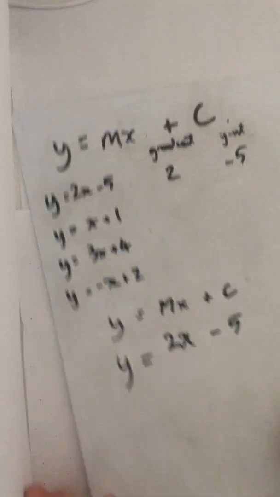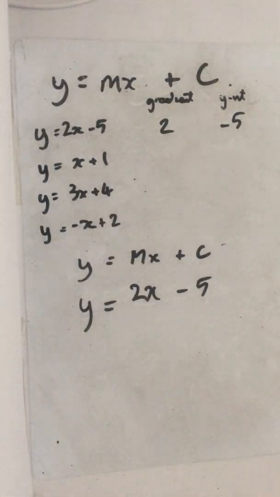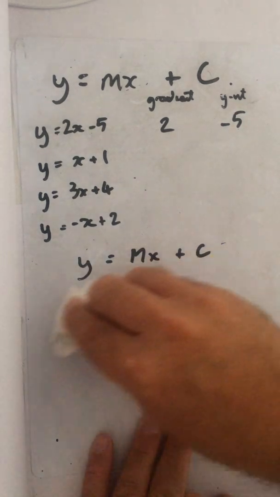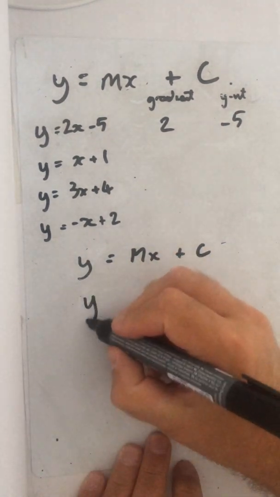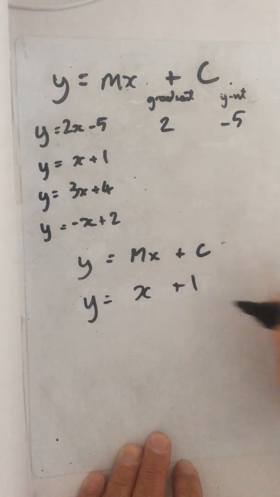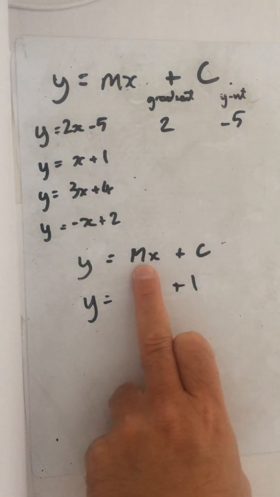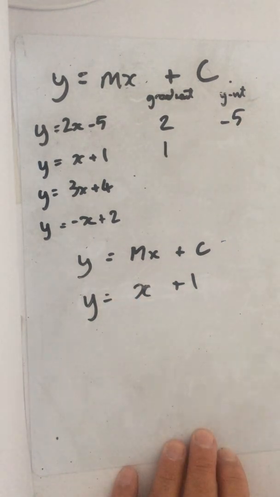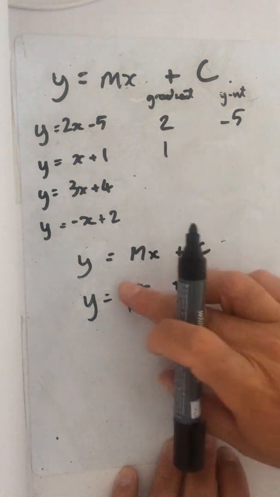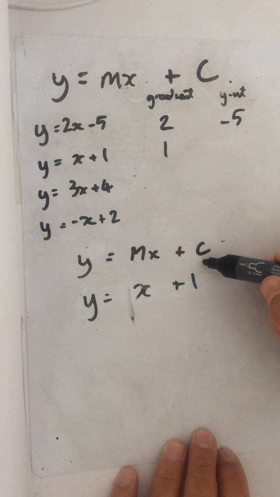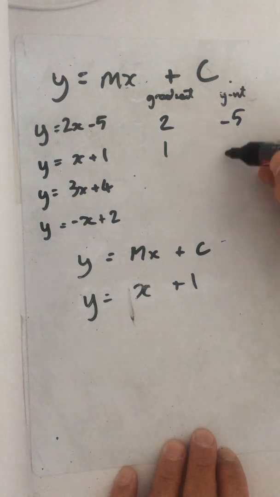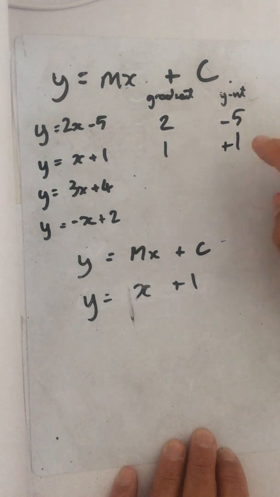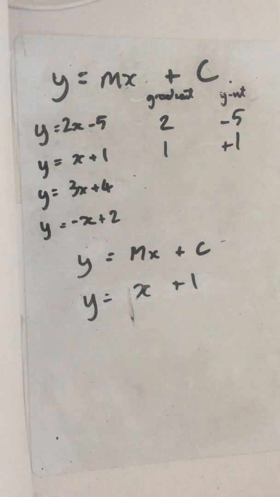Okay, right, let's go back to this here. Again, this is the work from yesterday. So let's go for y is equal to x plus 1. We know m is the gradient, and this is going to be 1x. The gradient is 1, because this is the same as 1x, isn't it? And therefore the y-intercept is plus 1, on the positive part.